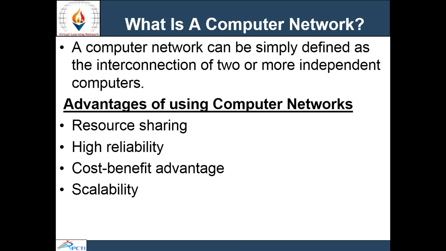Now, what is a computer network? A computer network can be simply defined as the interconnection of two or more independent computers. Applications of computer networks are found everywhere. They are used in our houses, schools, colleges, railway stations, offices, and businesses. They help us to send an email, watch a live sports event on our computer, book rail or air tickets, and chat with our friends.